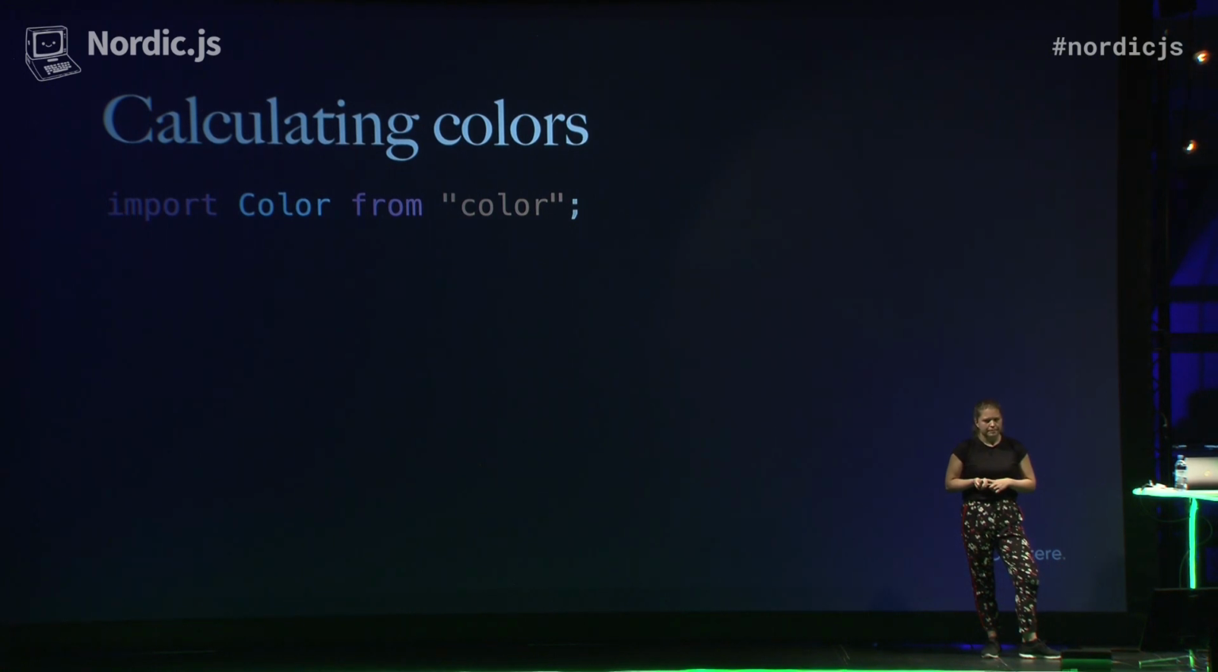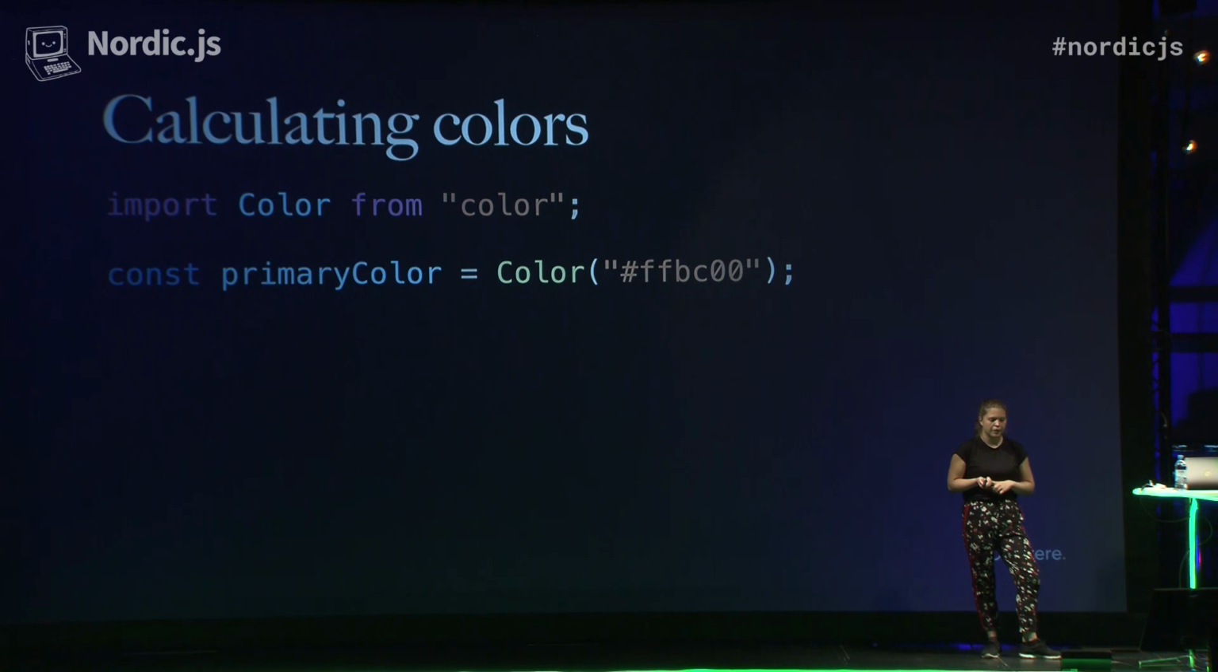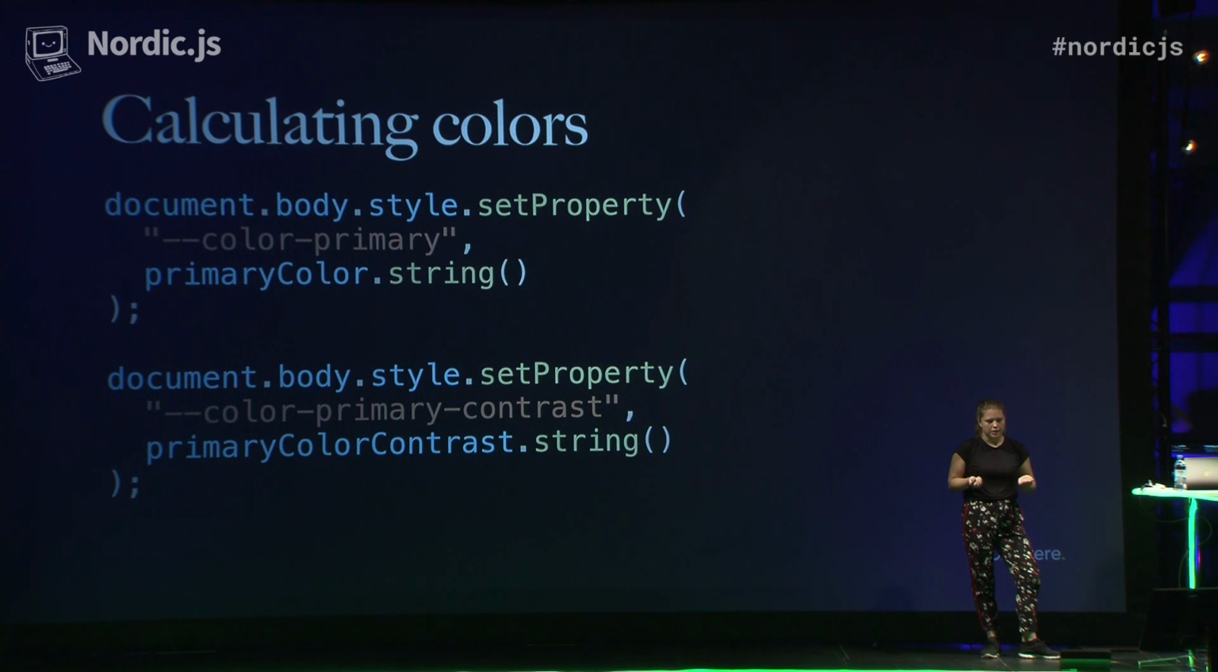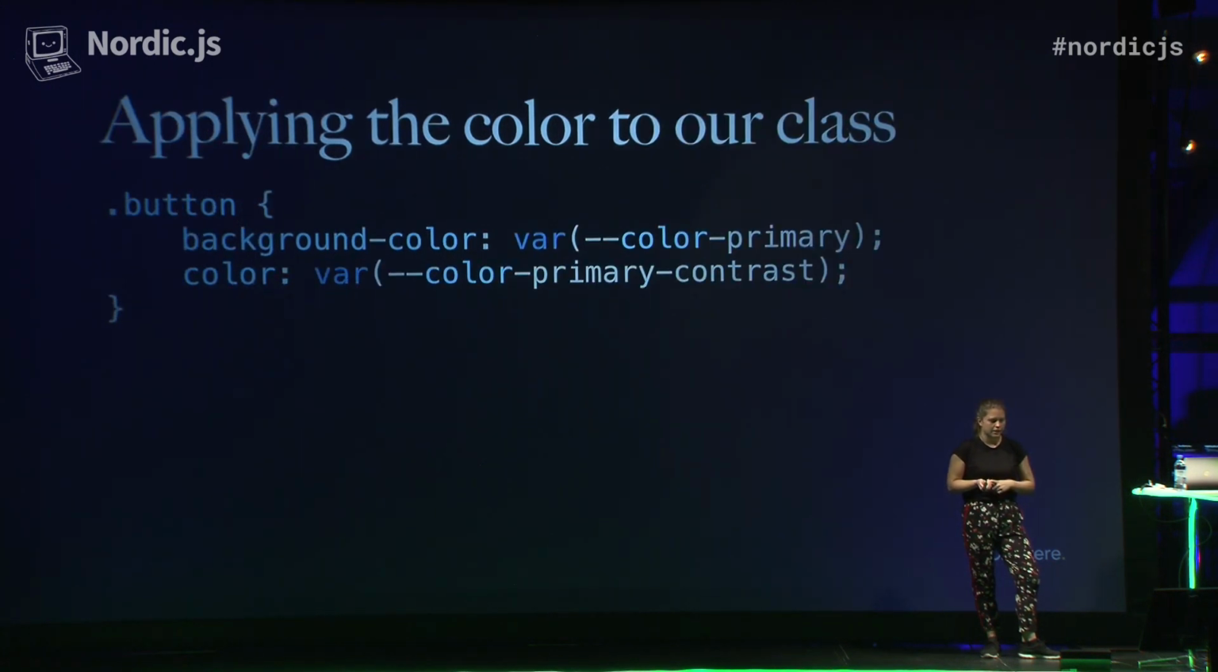So back to our problem. We start by importing our color library and create an instance of that, passing in our brand color. And then we just do a light check. And if the brand color is light, we will set the contrast color to black and white otherwise. We apply it to our style sheet. And then we use it in our class like this. So we will set the background color to the primary color and the color to the contrast.